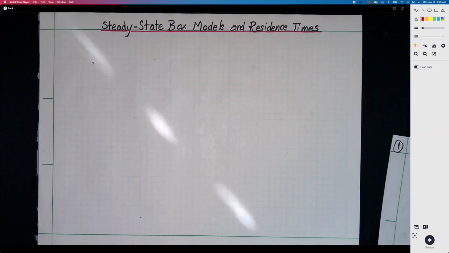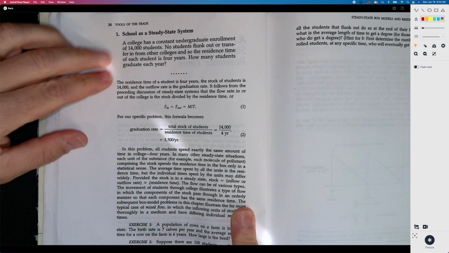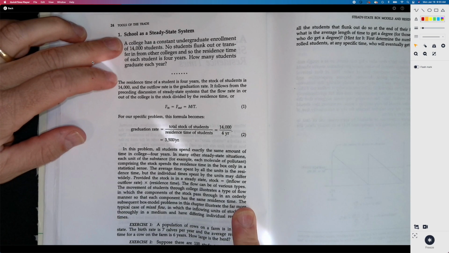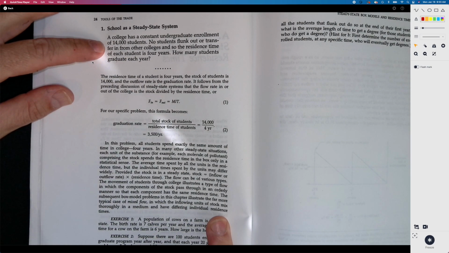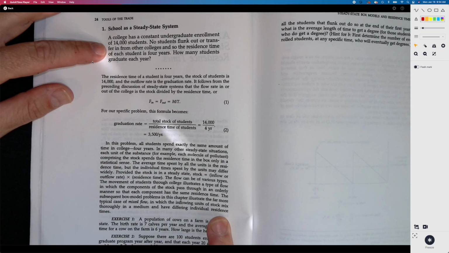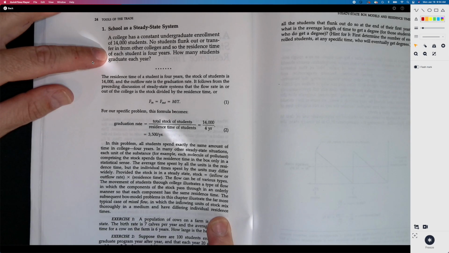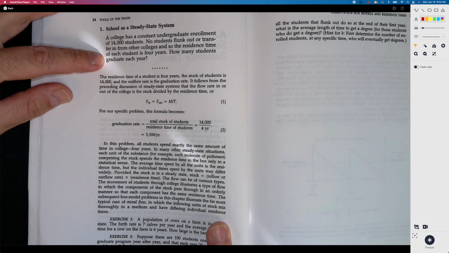All right, as the first example, we're going to do problem 1 in the book. This one views a school as a box containing a substance, the students, and we're going to imagine that the school is in a steady state. In other words, the rate at which new students are admitted to the college is the same as the rate at which the students graduate. A college has a constant undergraduate enrollment of 14,000 students. So 14,000 is the stock, and no students flunk out or transfer from other colleges. So the residence time of each student is 4 years. It's a 4-year college. We know the residence time, and the question is how many students graduate each year.